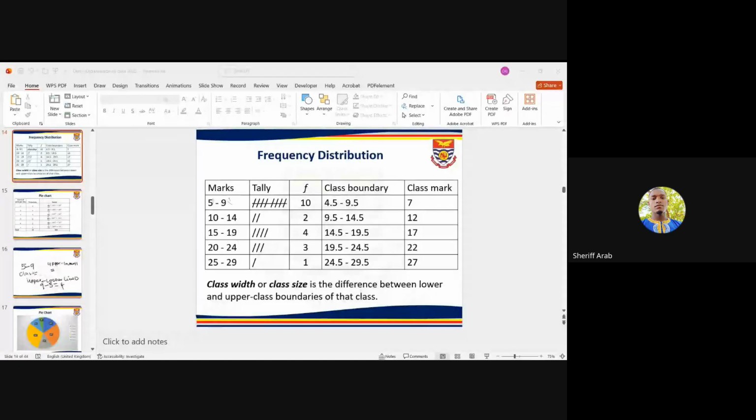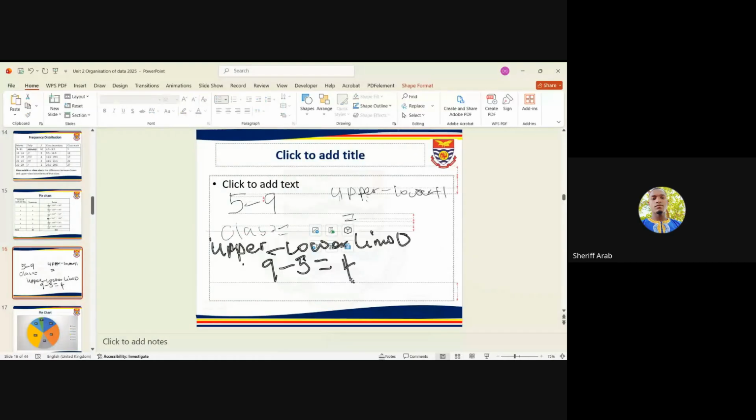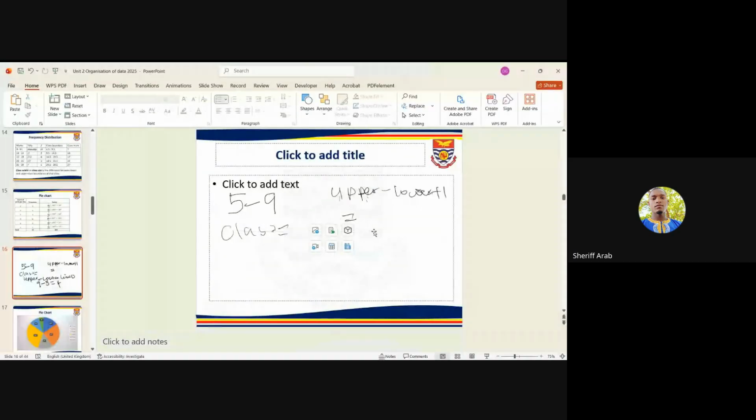Yes, Sheriff. So I think we'll use the class boundary. Do you think that would be safer? Okay, go ahead and do it and let's see. When we take the first one, the class interval 5 to 9, I think we will just use 9.5 minus 4.5, so the class boundary minus the lowest one. And it will give you what? We'll get 9.5 minus 4.5.